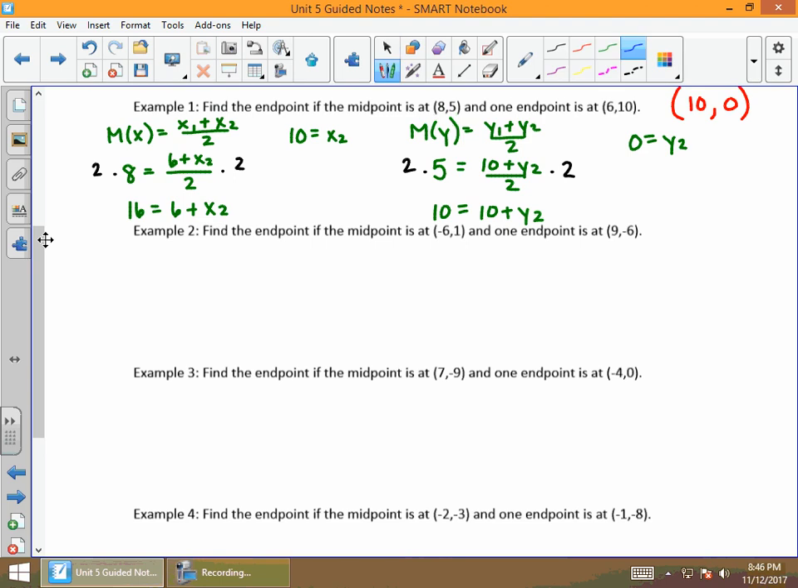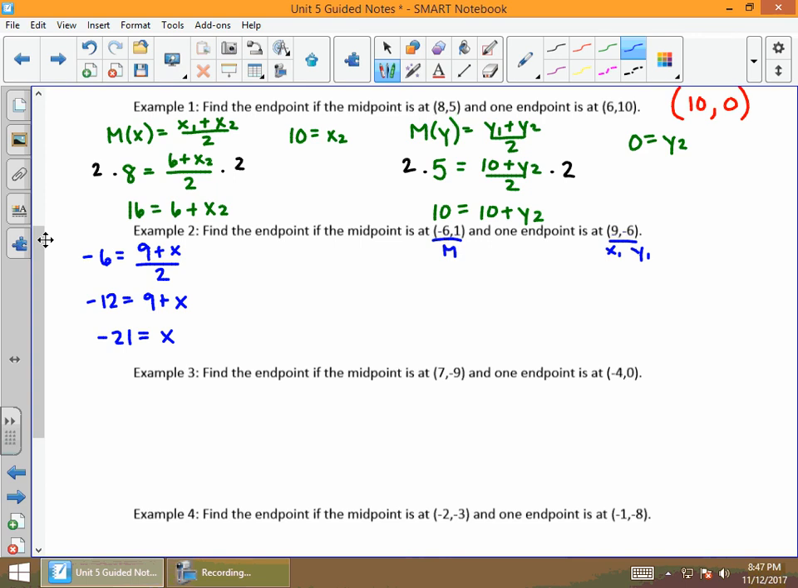So example number 2 says find the endpoint if the midpoint, that's my midpoint, and here is my x1, y1. All right, so the midpoint for x is negative 6, which is equal to the two x's, 9 plus the other x, divided by 2. Multiply both sides by 2. Negative 12 equals 9 plus the other x value. Subtract 9. So negative 21 is my x value.